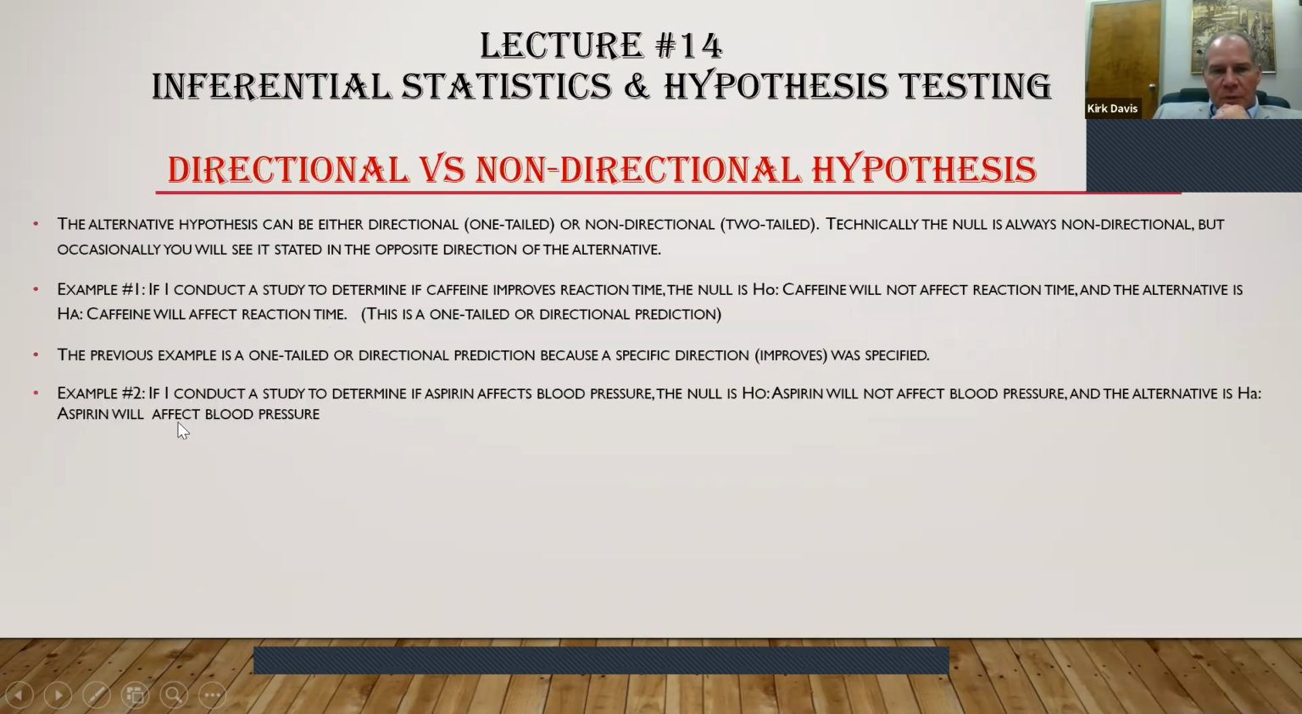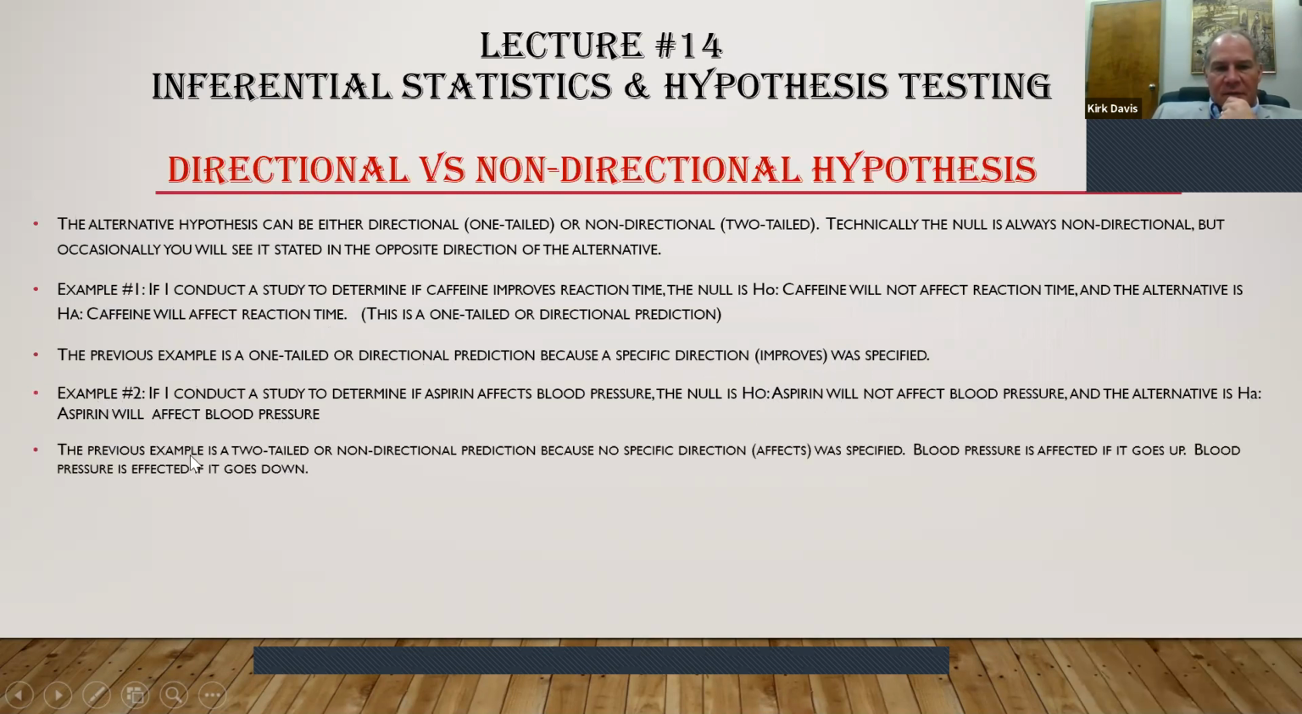Example 2 with aspirin and blood pressure. Aspirin will not affect blood pressure. That's what the null is always going to say. There's nothing going on. The alternative, aspirin will affect. That is definitely non-directional because I didn't tell you how it's going to affect it. It's not going to go up, not going to go down. Either outcome is okay. If you make a directional prediction, let's just assume this word says caffeine will improve, then the outcome has to be in the direction that you predicted. If not, you're wrong, no matter how impressive the outcome was in the opposite direction.